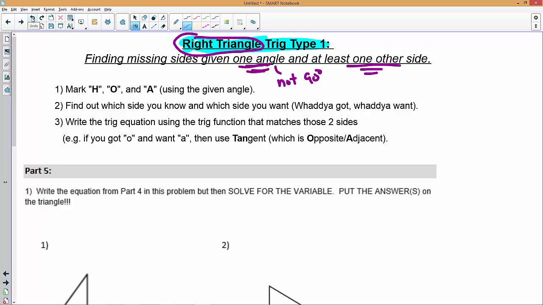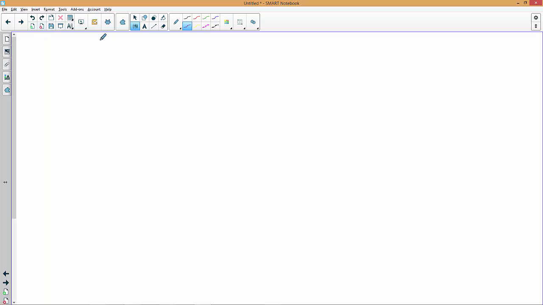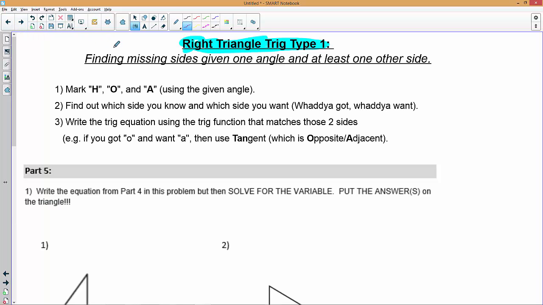The 90 is not going to help us all by itself. By the way, as you all know, if I have one angle and a right angle, I can automatically find the third angle, which makes these problems very flexible. All right, so what do we do? We already did this last problem. We mark H, O, and A. Second, find out which side you know and which side you want.